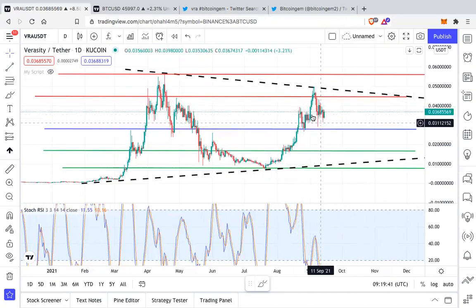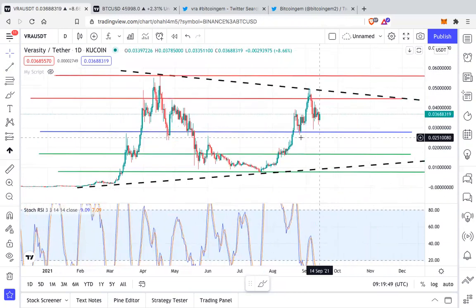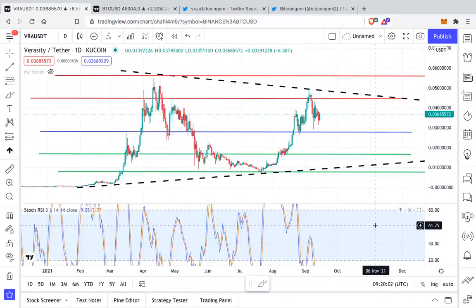retesting, or rather consolidating rather than retesting. We are consolidating above our daily pivot, in my opinion, which is at around 0.027 dollars or 27 cents. So this region we are flipping into support, which was previous resistance.